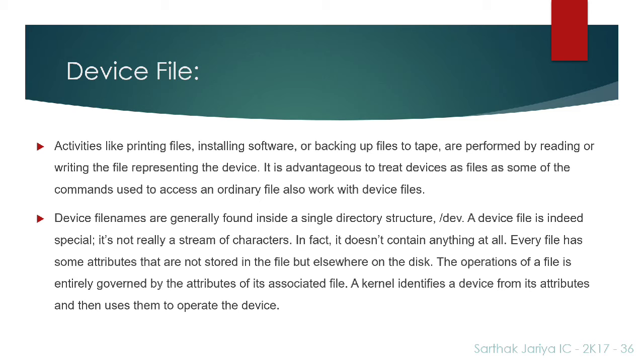A device file is indeed special. It's not really a stream of characters. In fact, it doesn't contain anything at all. Every file has some attributes that are not stored in the file but elsewhere on the disk. Operations of a file are entirely governed by the attributes of its associated file. A kernel identifies a device from its attributes and then uses them to operate the device.